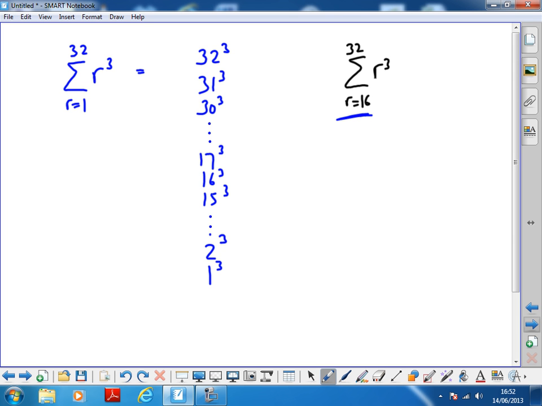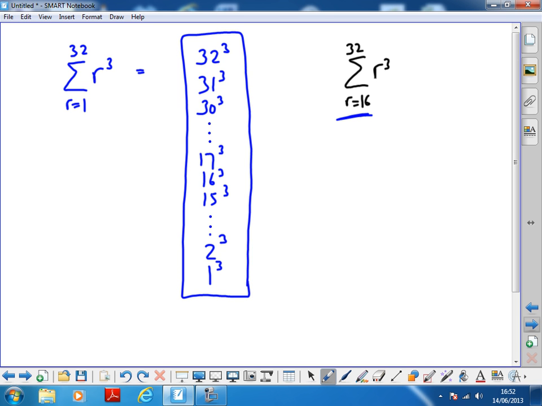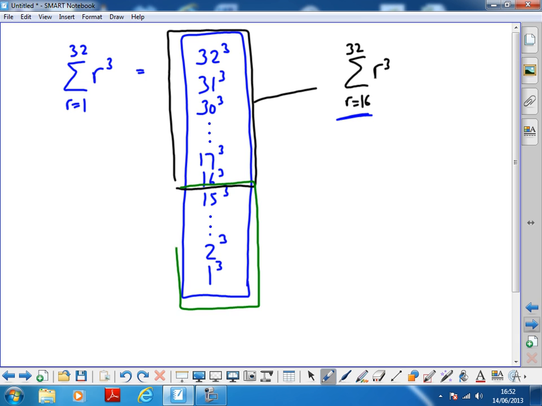The sum from 1 to 32 is equal to all of these together. That's what we just did on the previous page. The ones that we actually want are 16 cubed all the way up to 32 cubed. That's these ones. So the ones we included on the previous page, which are junk, we don't want them at all, are these ones: the sum of r cubed from r equals 1 to 15. Those are the ones we didn't want.